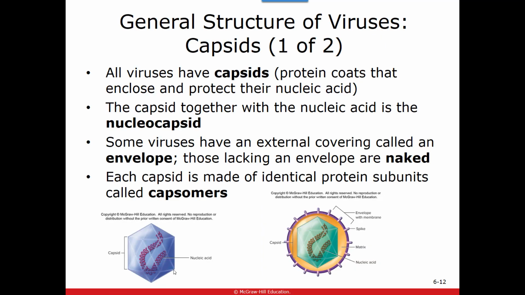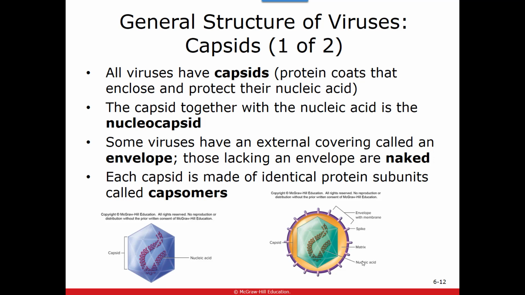Now again, some viruses do have an outside envelope as well. So here's your genetic material, nucleic acid, the capsid, but some also have an outside membrane or an outside envelope. Again, we call them enveloped. If they don't have it, we call them naked. Now, we'll talk about how they get the envelopes if they have them.